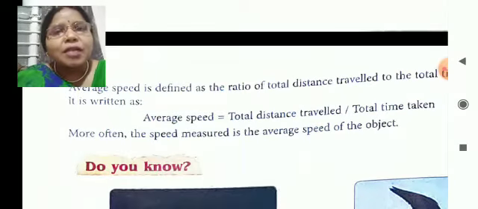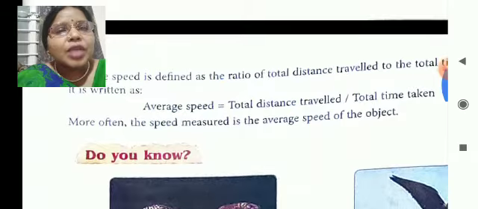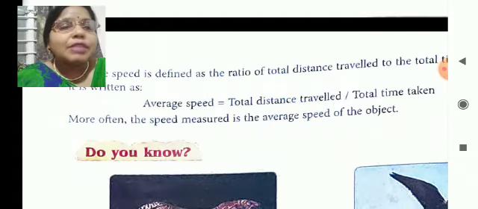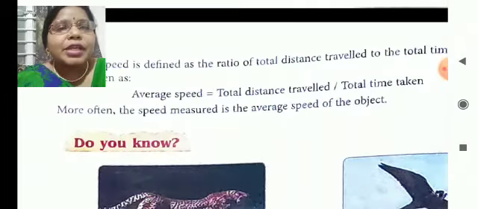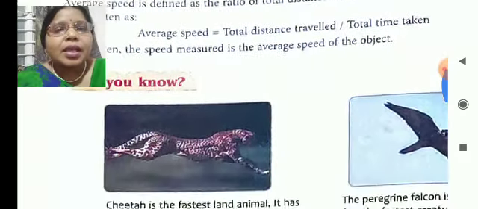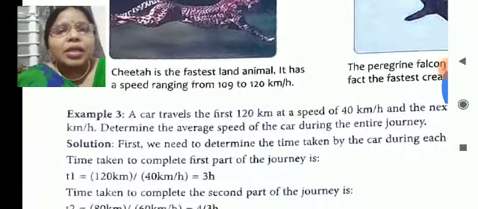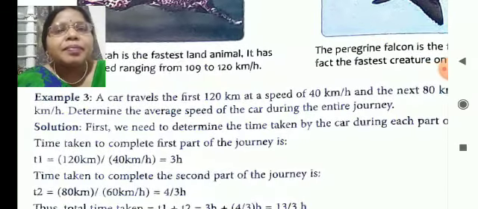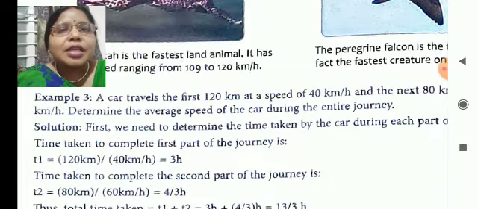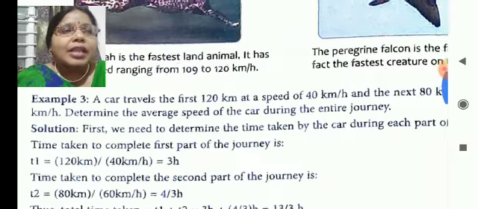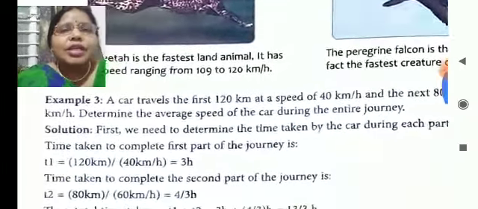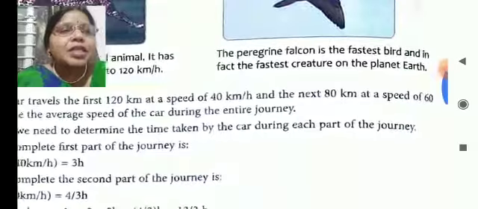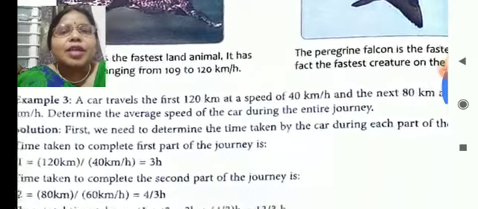So to find out average speed, we have to divide the total distance traveled by the total time taken. One example is given here. You can solve it in your copy. A car travels the first 120 km at a speed of 40 km per hour and the next 80 km at a speed of 60 km per hour. Find out the average speed.